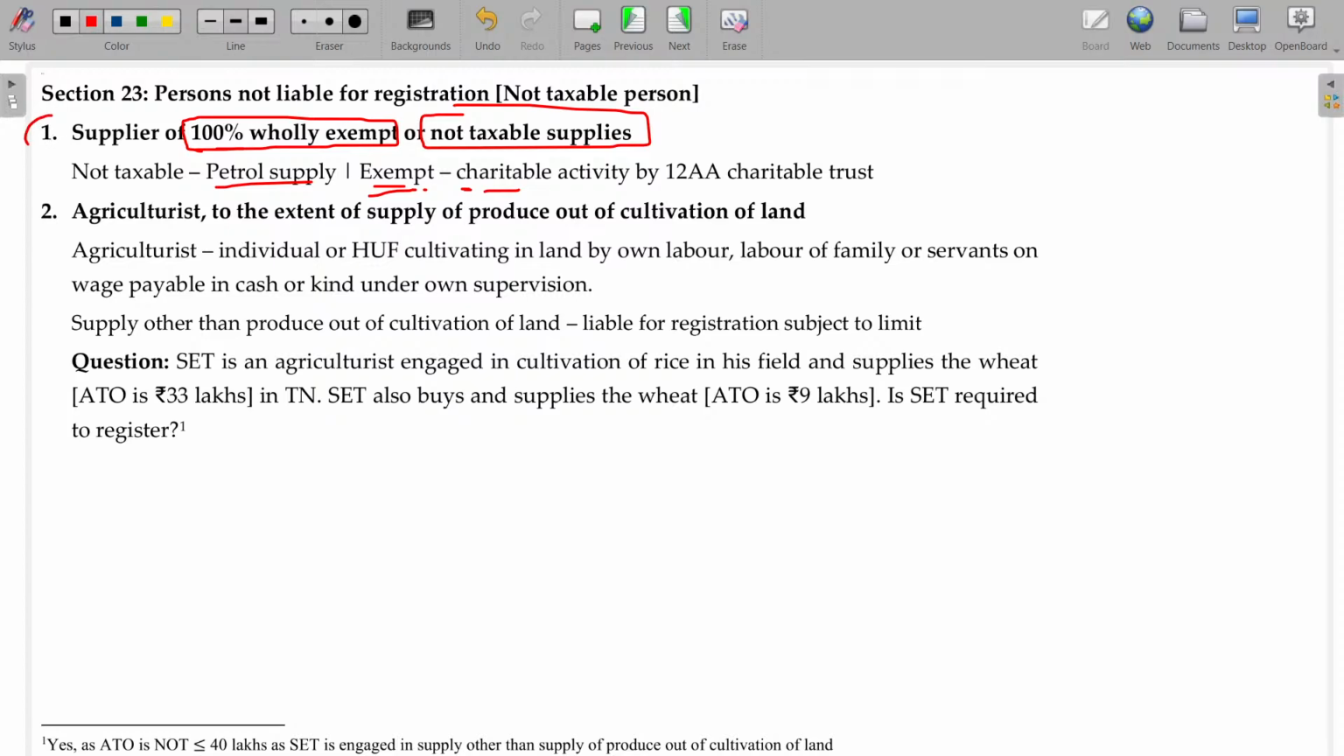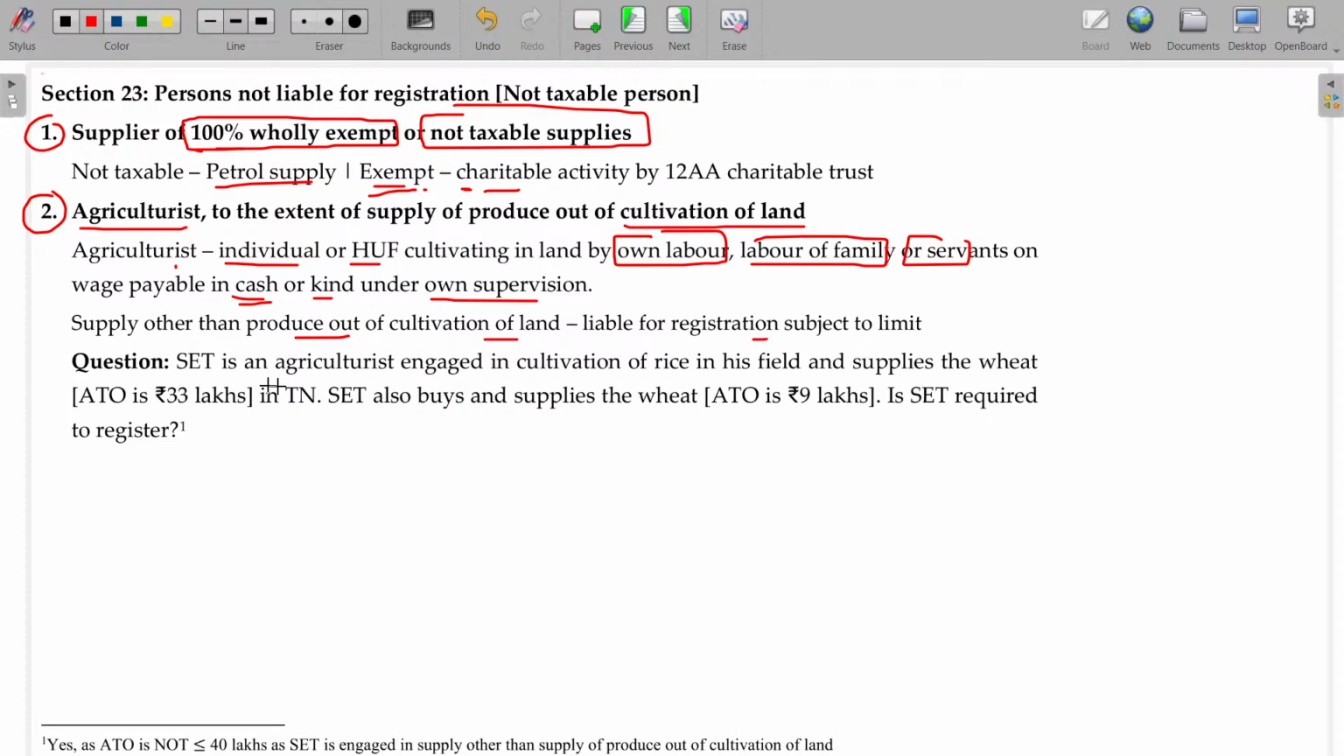Number 1. In case you are an agriculturalist, to the extent of supply of produce out of cultivation of land, if you are a farmer using the land you are cultivating, and you sell what you are harvesting, you need not register yourself. An agriculturalist is an individual or HUF cultivating land by own labor or labor of family or servants on wages payable in cash or kind under own supervision. Then registration is not required. Supply other than produce out of cultivation of land is liable for registration.